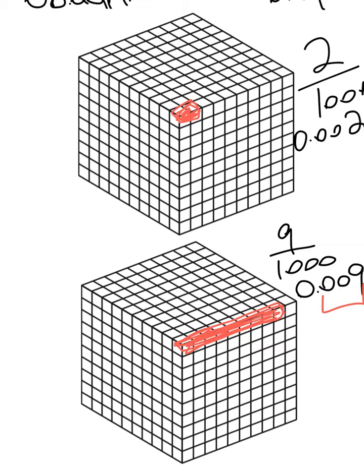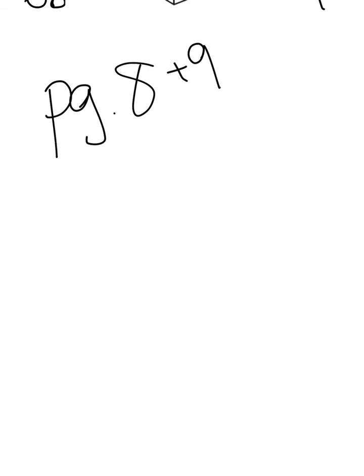Or, for example, if I highlighted 23 little cubes out of this whole box, my decimal would be 0.023. I still have 3 decimal spots, 3 place values after the decimal. So thousandths has 3 place values after the decimal. Please go ahead and do the guided learning on pages 8 and 9, numbers 1 through 5.